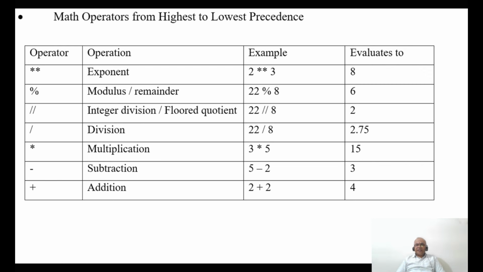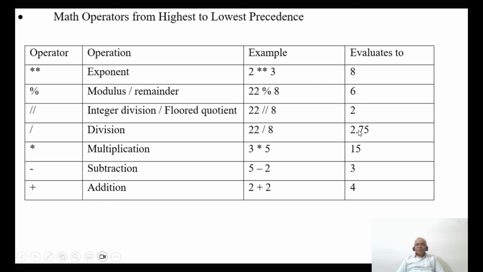22 divided by 8: 8 2s are 16, then the remainder is 6. If you put a decimal point, then you take one more value, that is 0, making 60. 8 7s are 56. Then 60 minus 56 is 4, so you bring down another 0 to get 40. Then 8 5s are 40. So the remainder becomes 0.